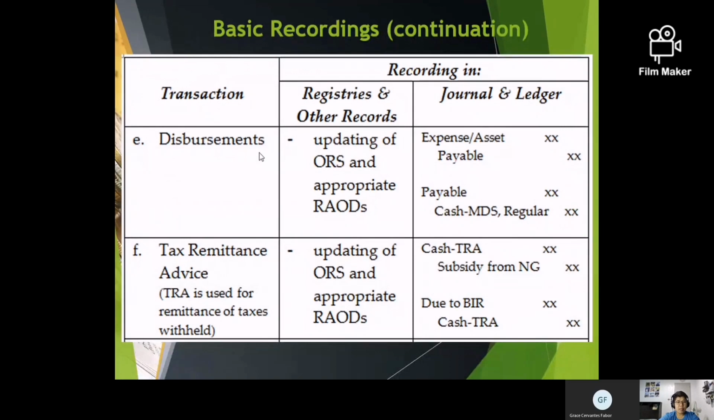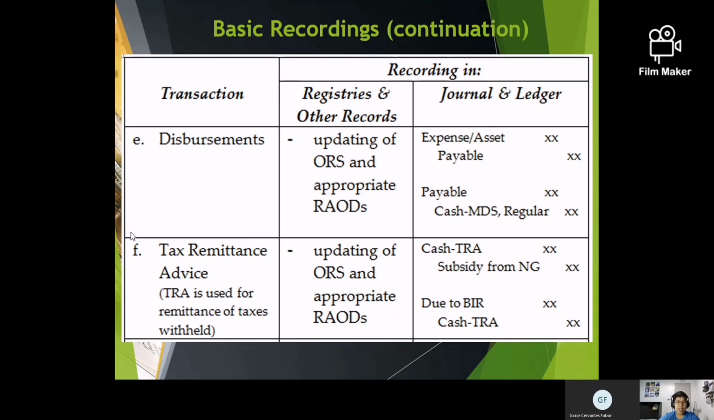Paano naman pag disbursement? Siyempre, i-update mo yung ORS, and then we have RAOD. So, pwedeng ganito: debit expense or asset, credit payable. Depende kung ano yung disbursement na yun. Pwede na magbayad ka ng payable mo: debit payable, credit cash MDS regular. Or pwede rin dito, debit expenses, credit cash MDS regular.